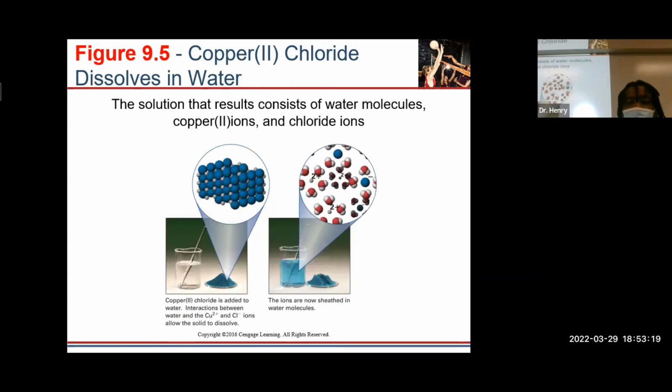So this is just showing us exactly what happens in the case of copper 2 chloride. You guys can see, I'm not lying to you, it was a solid before, right? And then as soon as we dump that in there, we get it to dissolve. The reason why it dissolves is because water goes in and breaks up that happy home, right? Okay.